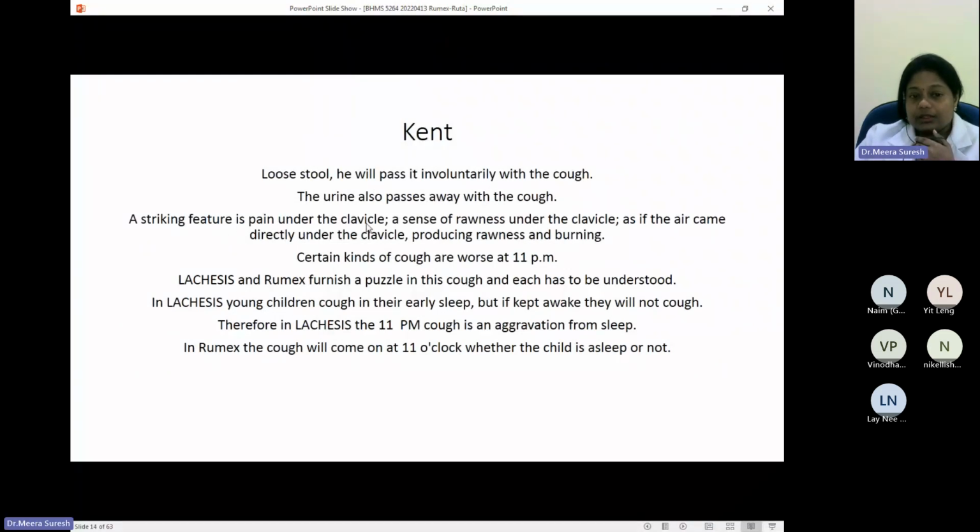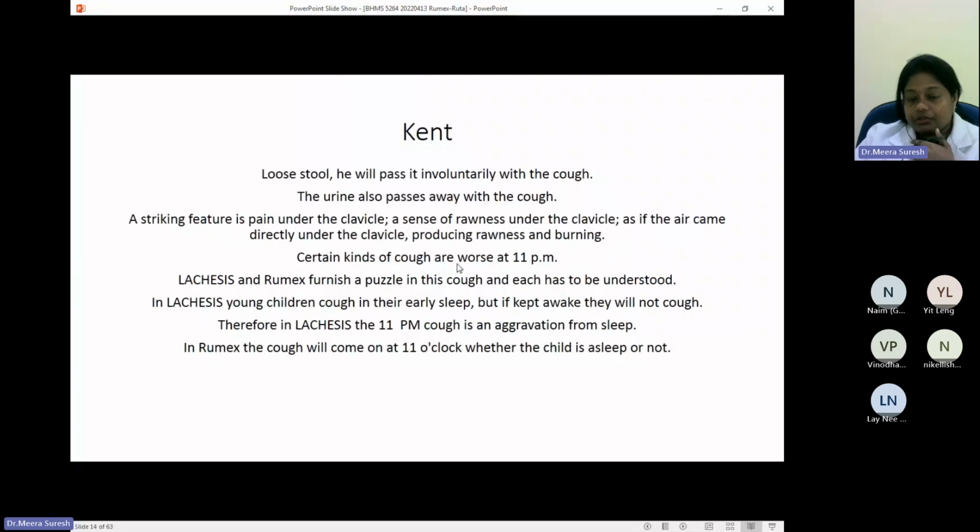There is a pain under the clavicle, or a raw sensation under the clavicle, as if the air came directly under the clavicle, producing that rawness and burning sensation. So even if you forget about the burning sensation, it doesn't matter. That raw sensation under the clavicle, if you could remember, it will be good.